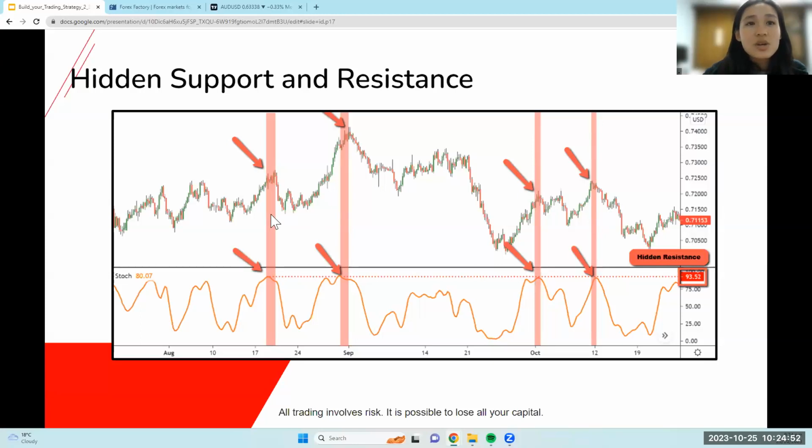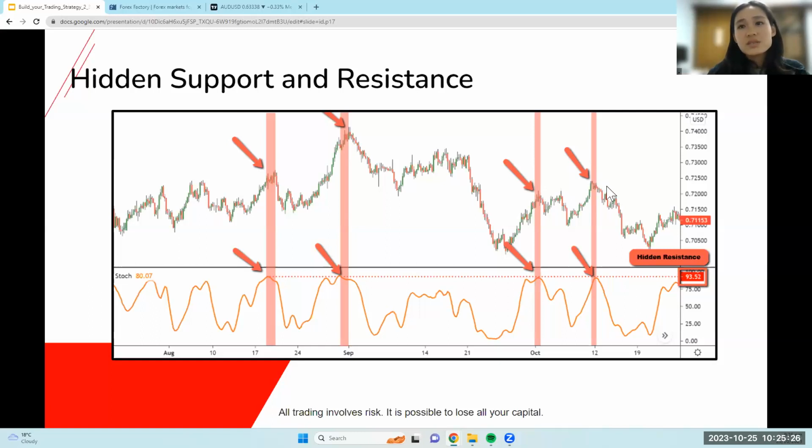In this case, we like to use hidden support and resistance levels. For both of these indicators, in this example we use stochastic, but you can also use this method for RSI. You see that on our stochastic or RSI indicator, we have a hidden resistance level. Basically, all of the peaks are at the same level here. But on our price chart, price is making a higher high over here.